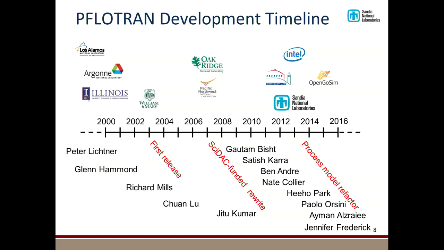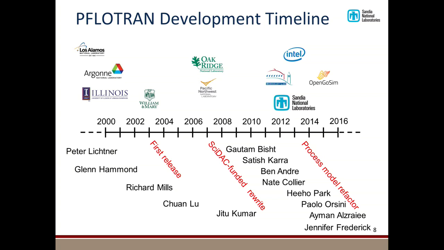So I showed up at Illinois in the late 90s, came across Peter Lichtner at Los Alamos. We teamed up, got my fellowship. Our first release of the code was in 2003. In 2007, as part of a SciDAC project, we had to refactor the code for adaptive mesh refinement. And at that point, we basically chose to just write it from scratch, brand new. And so we did.